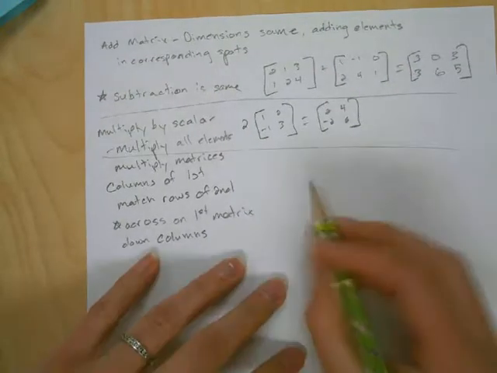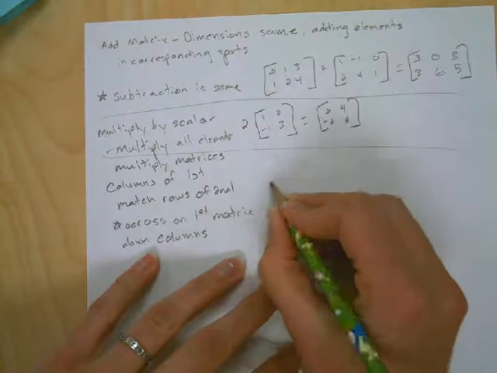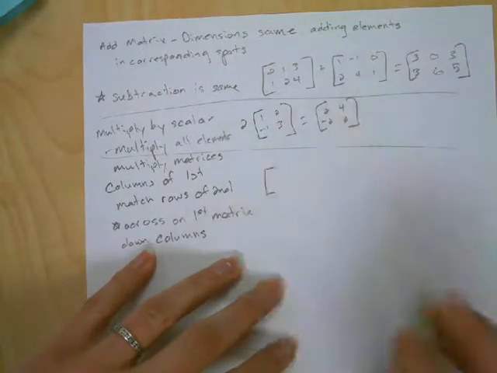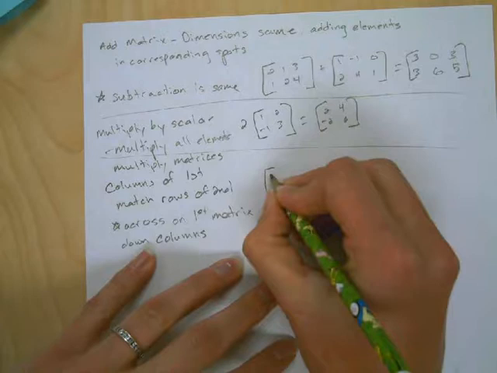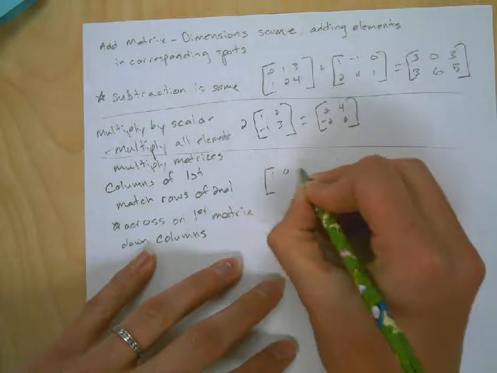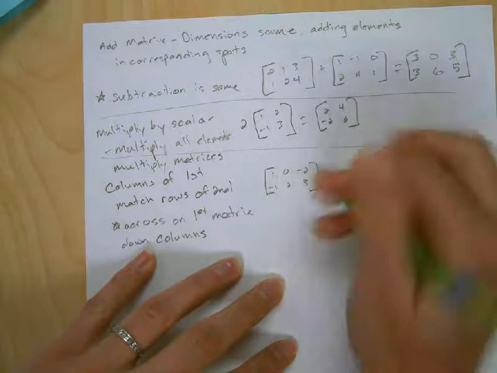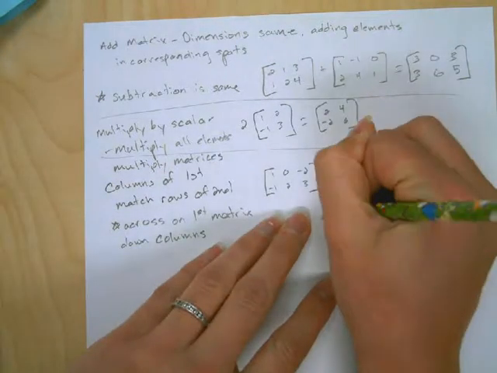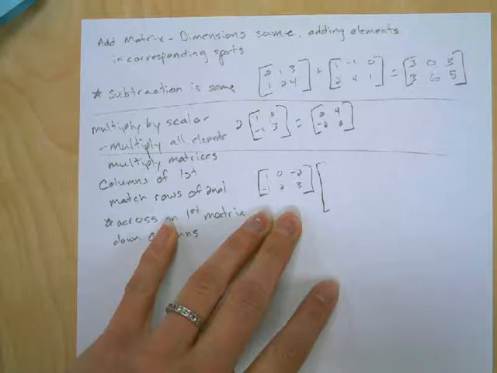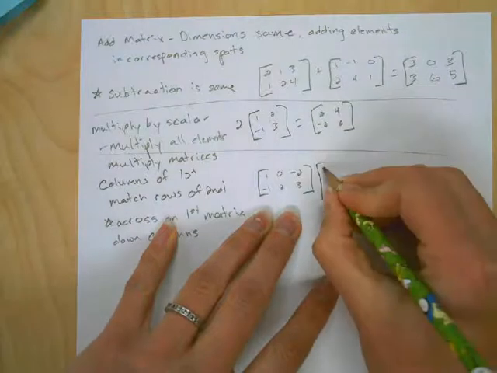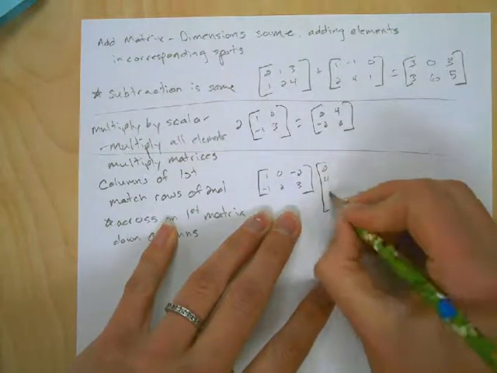So let's just say I have something like a 2 by 3. Then in order to multiply the next one, it has to be a 3 by whatever I want it to be, right? It can be a 3 by 1. I'll do that because it's fast. 4, 6. It can be a 3 by 1.